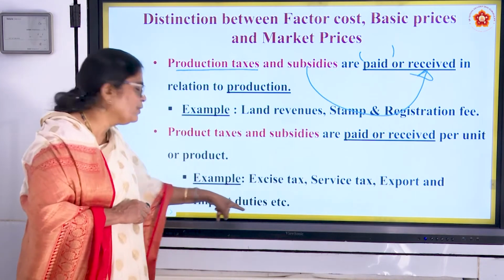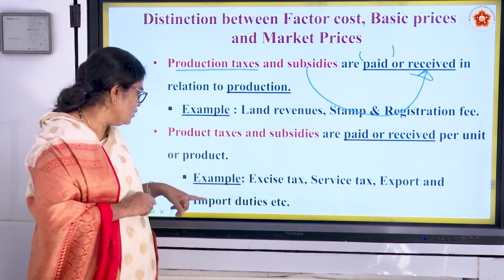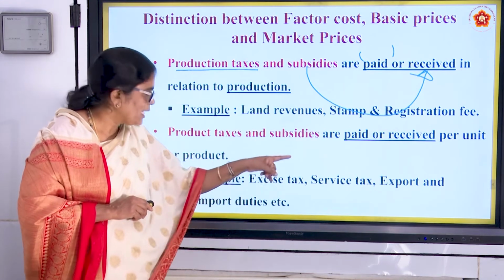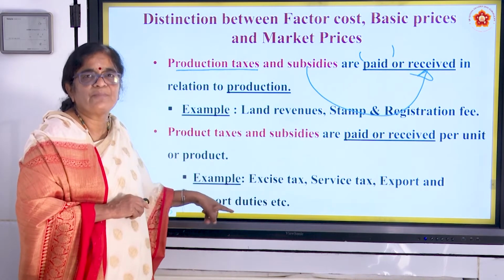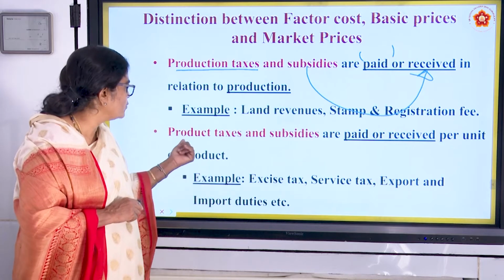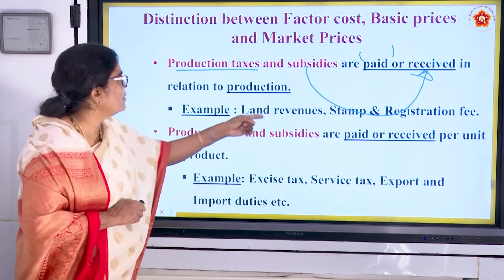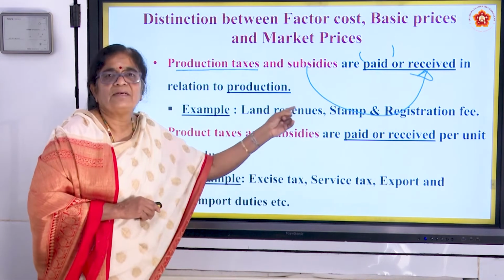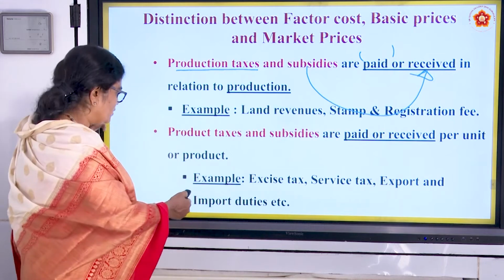And export and import duties: the tax on export is called export duties. Tax on import is called import duties. These are the examples for the product taxes. These are the examples for the production taxes: land revenue, stamp. I hope you understood.